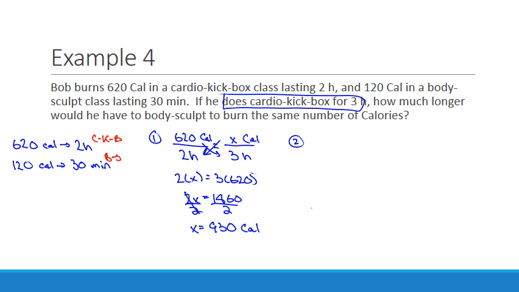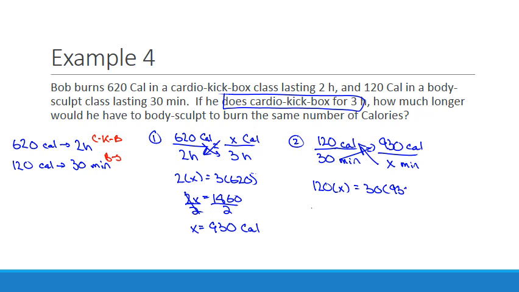Let's use our rate, forgot the word, that we were given in the initial question. For the body sculpt class, you burn 120 calories over 30 minutes. And we know that we want this dude to burn 930 calories. So we're wondering how many minutes it'll take for that to happen. Once I have that set up, 120 times x, 30 times 930, divide by 120.